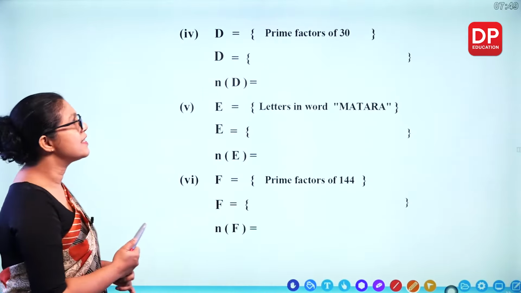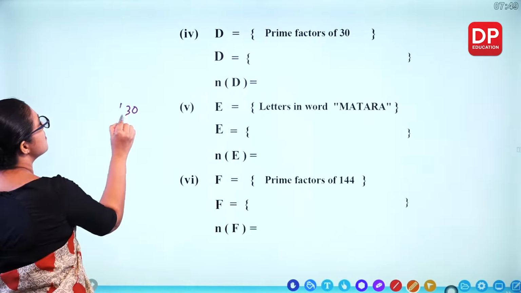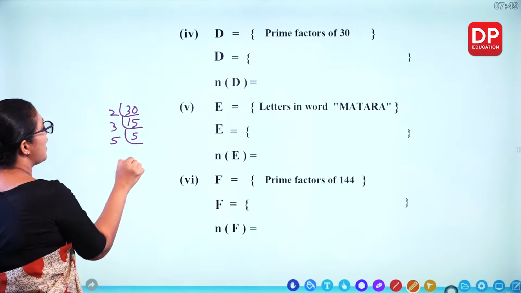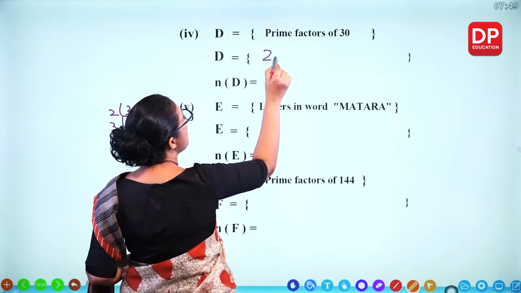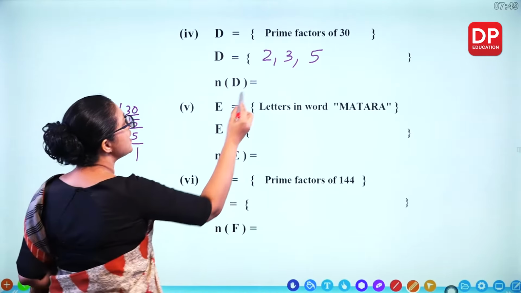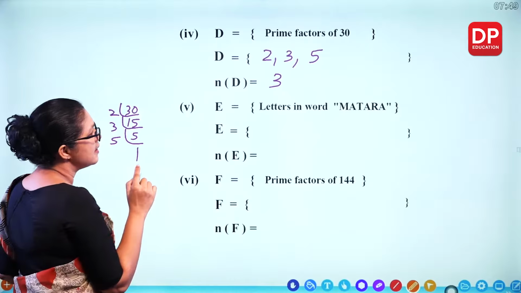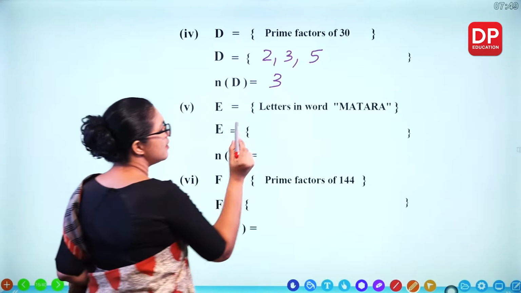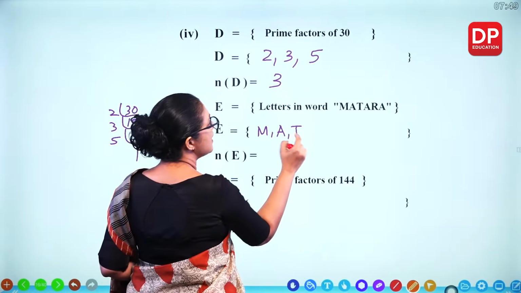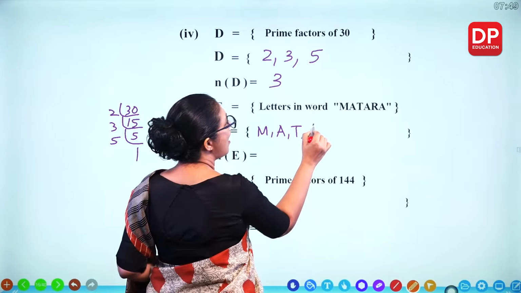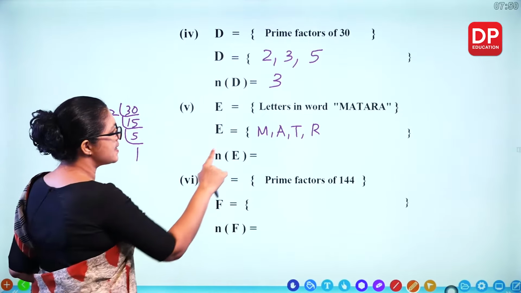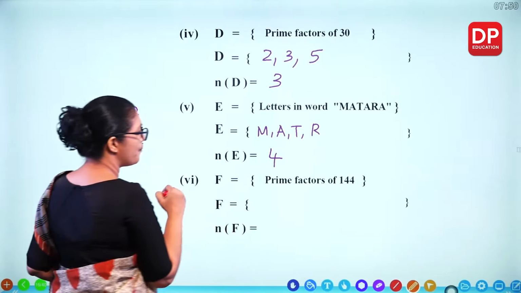D. Prime factors of 30. So what are prime factors? It's divisible by 2 and divisible by 3 and divisible by 5. So 2, 3, 5 are prime numbers. So those are prime factors. 2, 3, 5. So 3 elements are there in D. Letters in the word Mathara, don't repeat. So what are the elements? M, A, T. A you can't repeat again. R, that's all. A again you can't repeat. So how many elements? 1, 2, 3, 4.